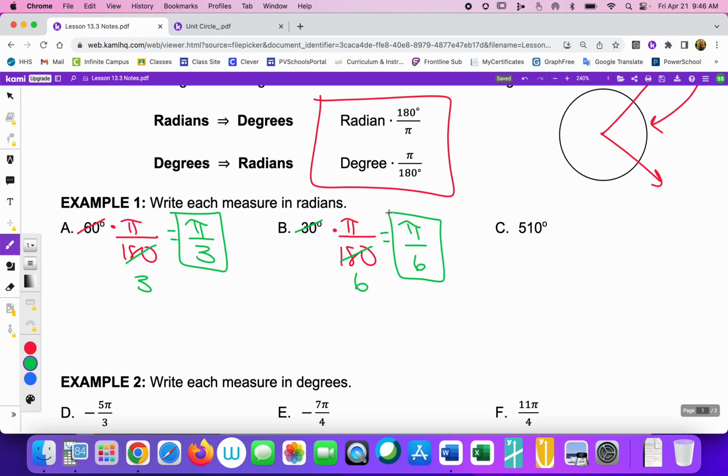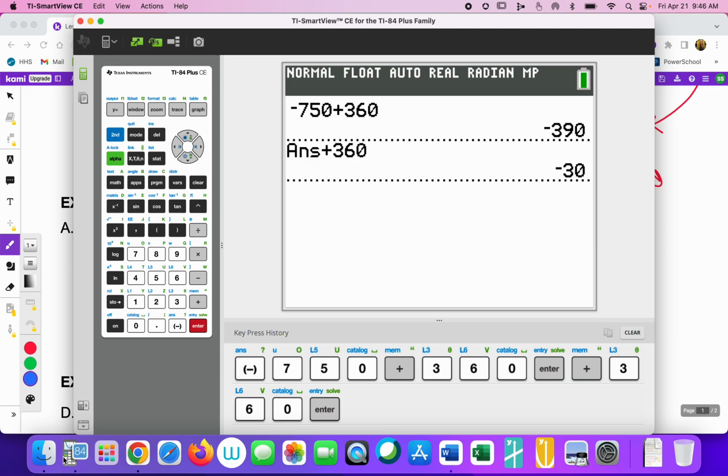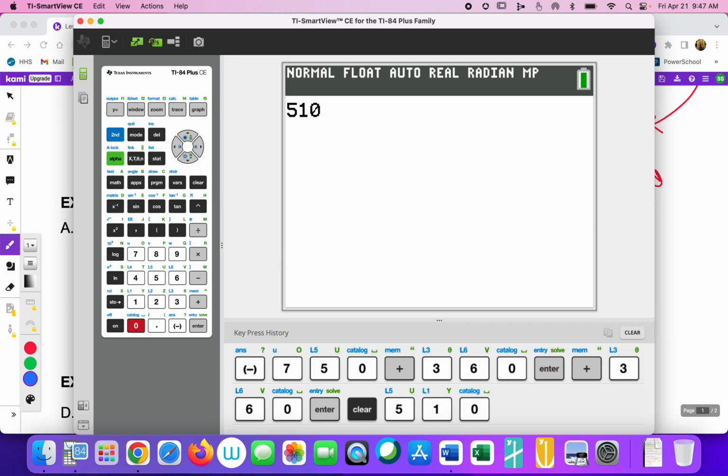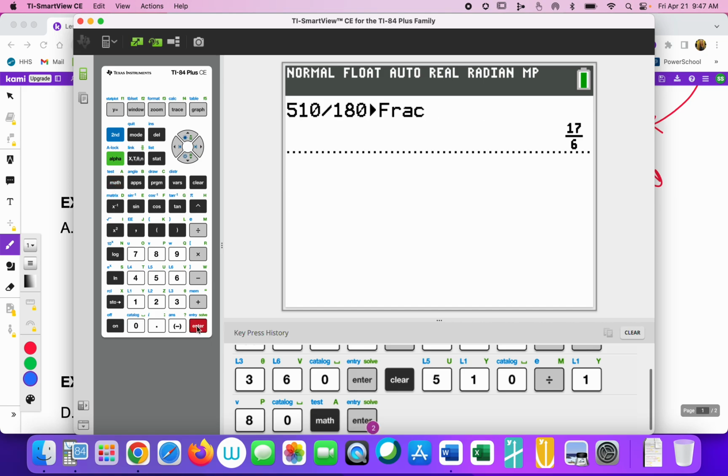Now, 510 is not on the unit circle, so this is where you need to know how to calculate that. We're going to multiply 510 by pi over 180. I want to at least see what you're multiplying by, but if you want to reduce your fractions within your calculators, you can do that. I'll show you very quickly how. If you do 510 divided by 180 and hit math fraction, it'll reduce it for you. So this would be 17 pi over 6. You just insert the pi after the 17.